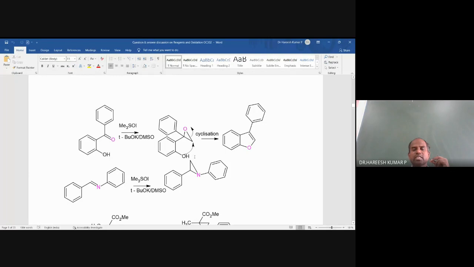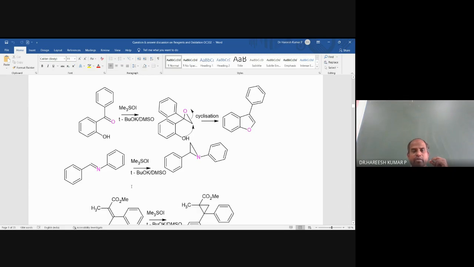So what we can say is that cyclodehydration, cyclization, cyclodehydration converts a hydroxy epoxide into 3-phenyl benzofuran. 3-phenyl benzofuran is the product. And a Schiff base, this type of compound, Schiff base.